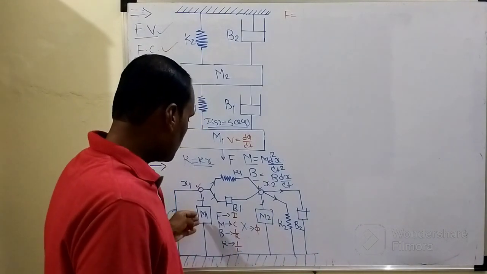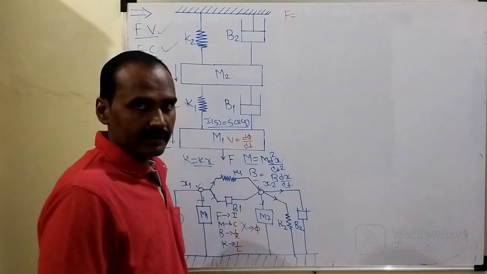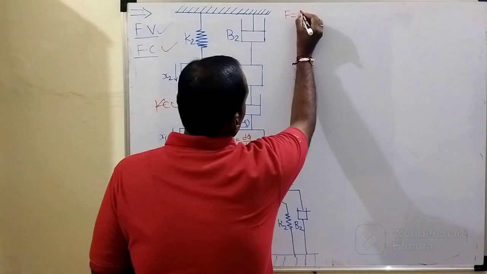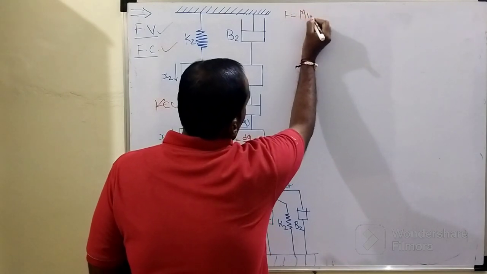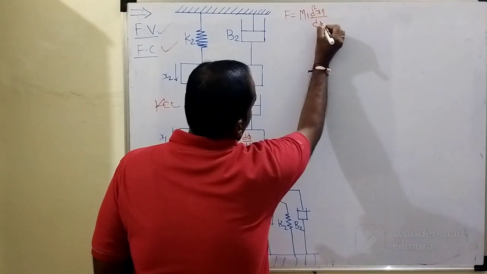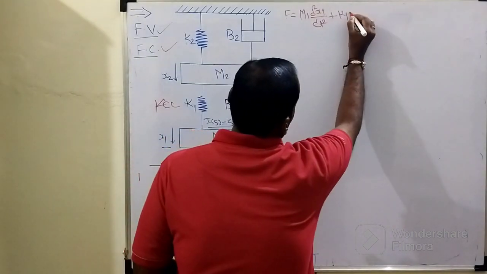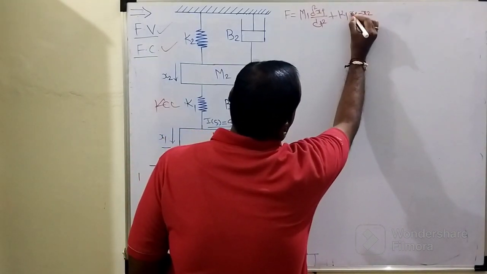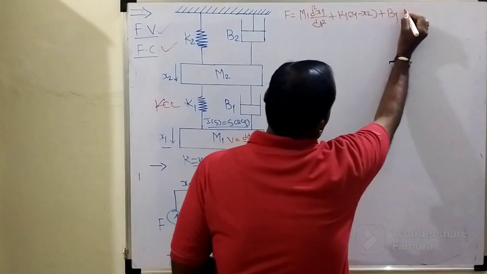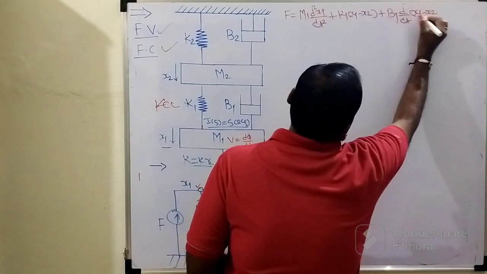F is the incoming force, and the outgoing forces are the branches belonging to M1, B1 and K1. At the same time we need to recall the force equilibrium equation for the mass. It will become M1 d squared x1 upon dt squared plus K1 associated with x1 as well as x2, so (x1 minus x2), plus, similarly, B1 for the damper, first order differentiation, d by dt of (x1 minus x2).